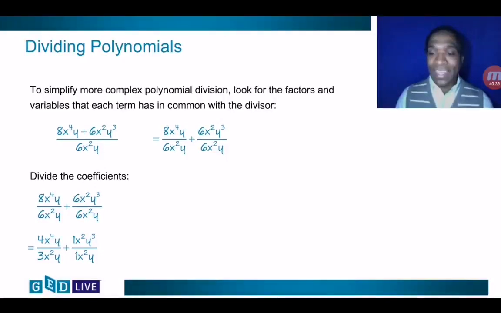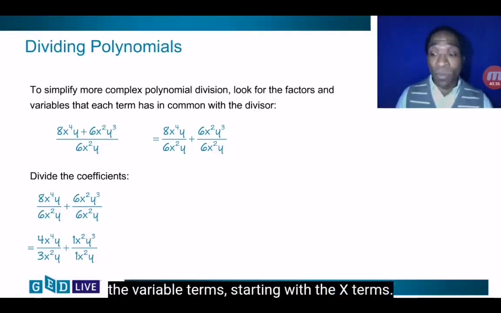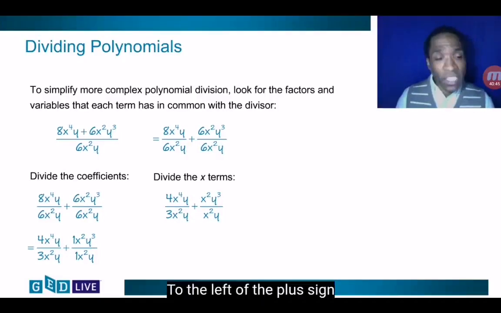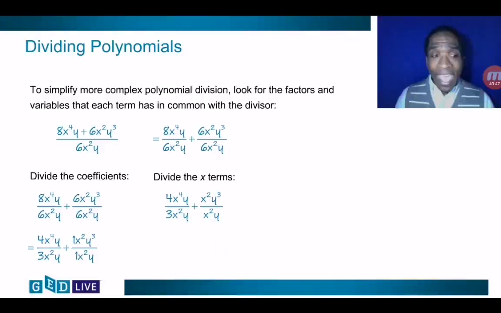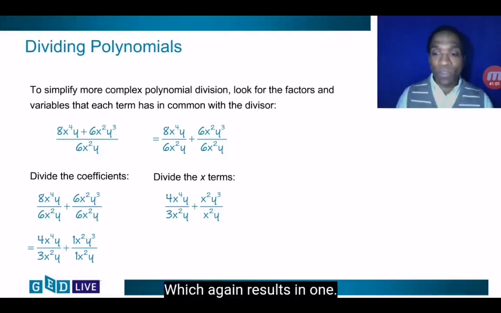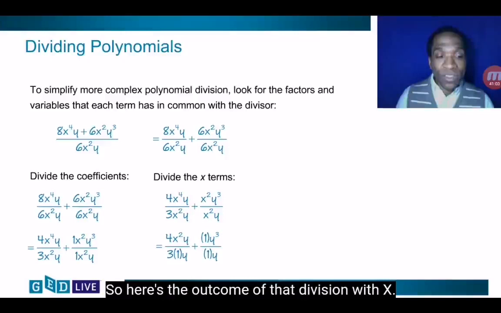Okay. Now that we've done that, we can divide the variable terms, starting with the x terms. So in dividing the x terms, here's what we need to look at. To the left of the plus sign, x to the 4th power is divided by x squared. And that results in x squared. And to the right of the plus sign, x squared is divided by itself, which again results in 1. So here's the outcome of that division with x.